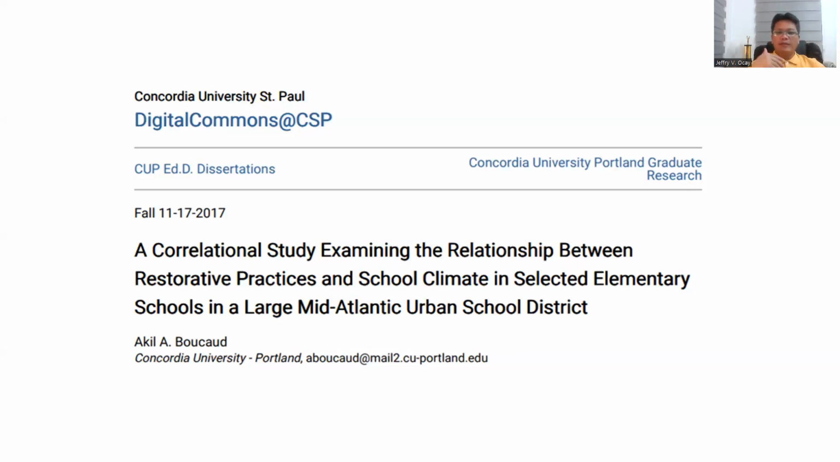So that when, for example, I am a researcher doing a literature review and I'm looking for a correlational study between restorative practices and school climate, when I use those keywords in searching the literature on the internet, there's a huge possibility that this thesis will pop up and appear on the first page of the search engine.